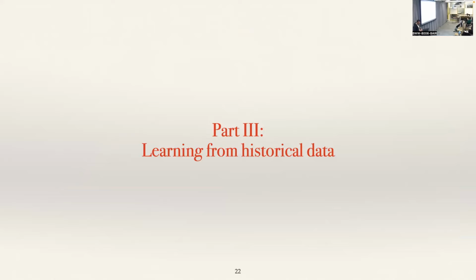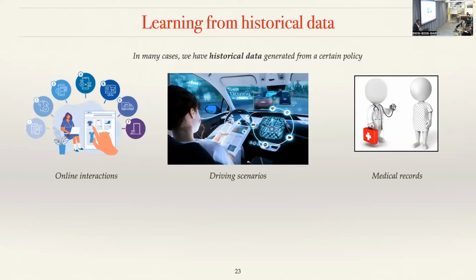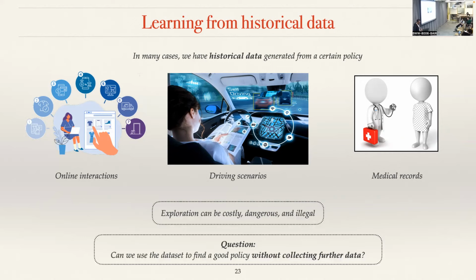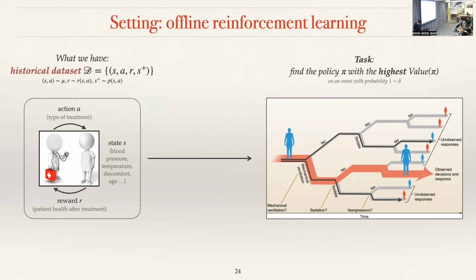Instead, I'm going to jump to offline reinforcement learning. You've seen it already in the class, but just to do a quick recap, there's already a lot of data out there, so we would like to leverage it. How can we do so without collecting further data? The setting is the same as that you've seen in class. We have a historical data set of states, actions, rewards, and successor states. And the task is, how do we find the policy with the highest value? What does it even mean to find the policy with the highest value given a data set?